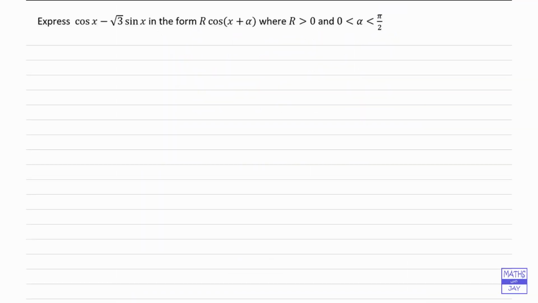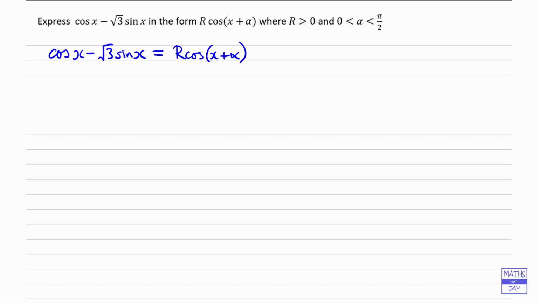So here we're going to write cos x minus root 3 sine x as r cos(x plus alpha), and we are being told that r is positive and the angle is acute. So let's start off simply by writing down what we're trying to do. That's what we're given, and we know that it's got to be equal to r times cos(x plus alpha). So in order to do that, we need to use our addition formula for cos(A plus B).